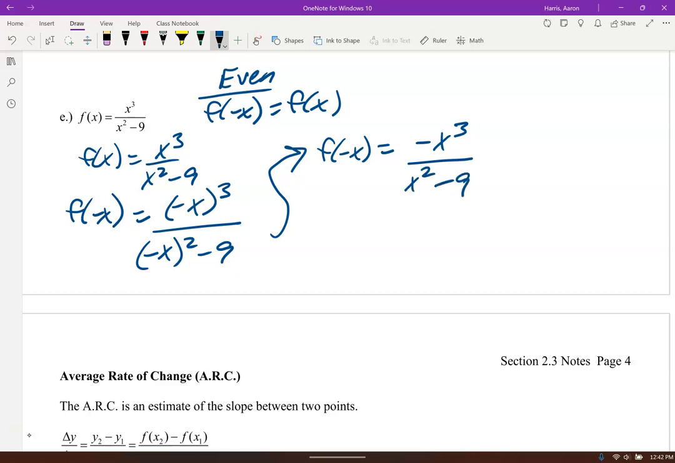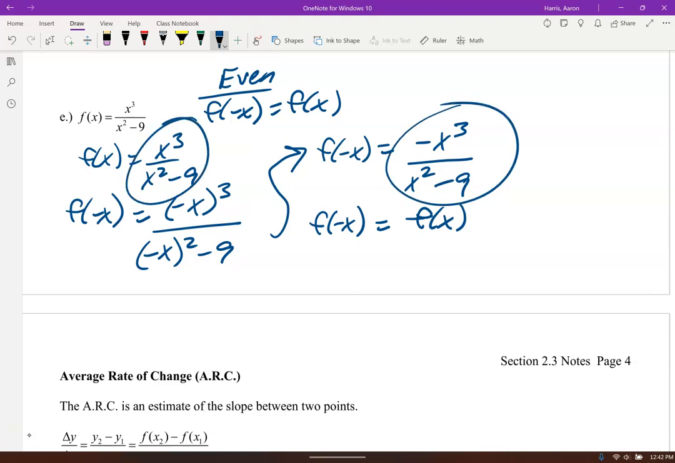And then I say, when I plugged in negative x, did I get the original function? Is this the original that I started with over here, or the original that I had in the problem? And I say, no. So this is not even, right? Not even. So then the question is, is it odd?